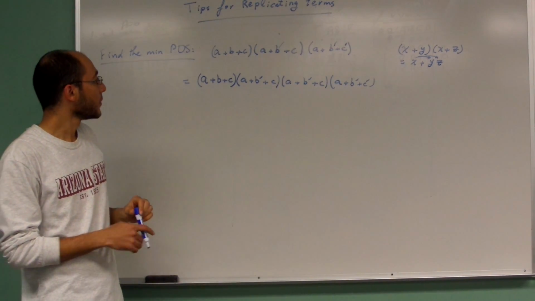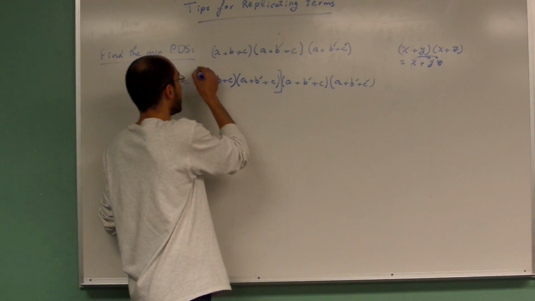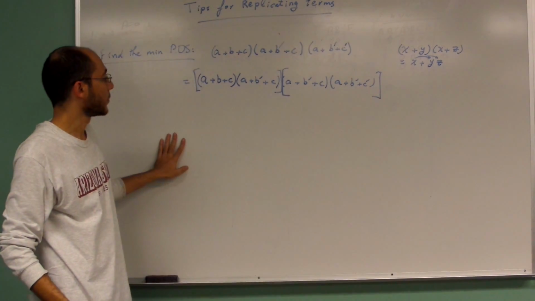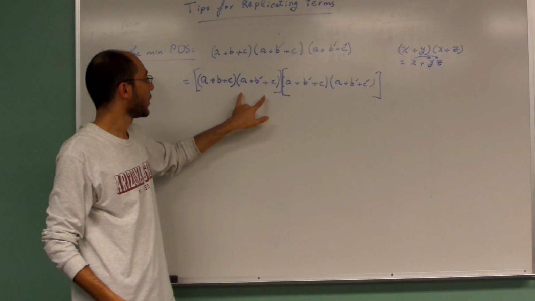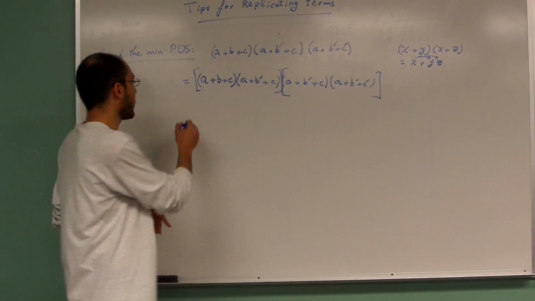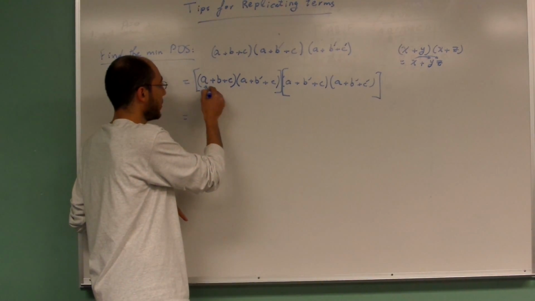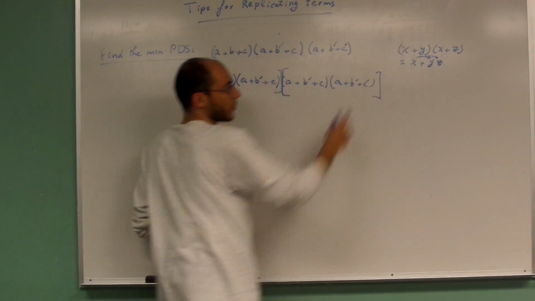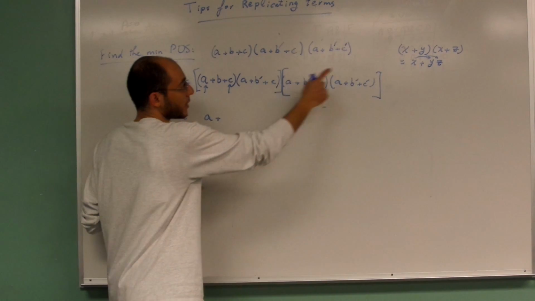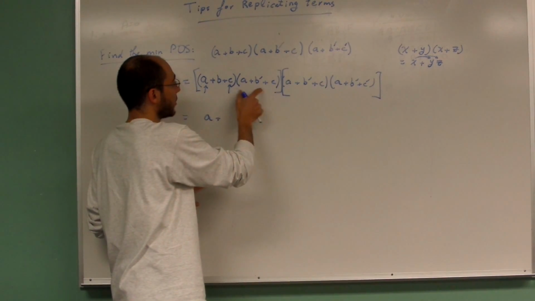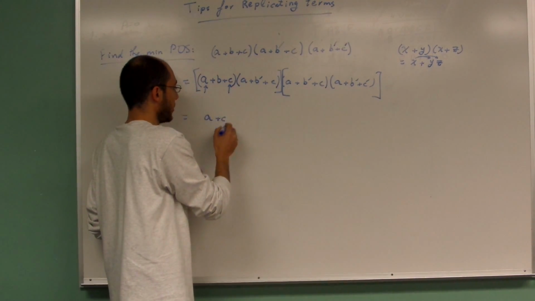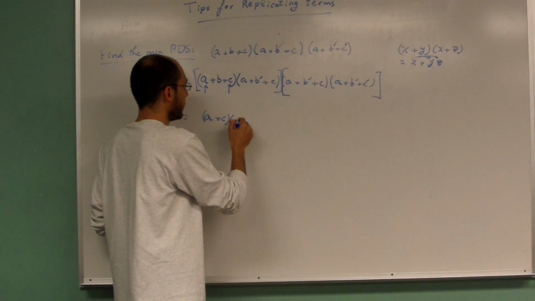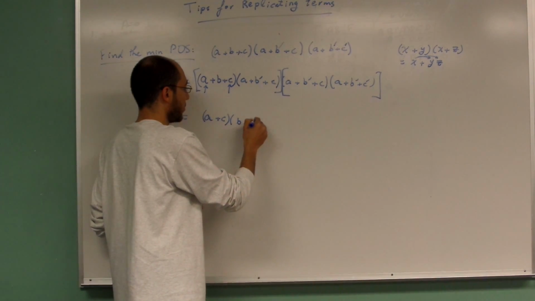So I'm going to group this together, and I'm going to group this together. If I take these two parentheses and try to factor out whatever I can, I'm going to factor out the a and the c. So a plus c becomes my x, and the y and the z are the b and b bar. So a plus c, multiplied by b plus b bar.